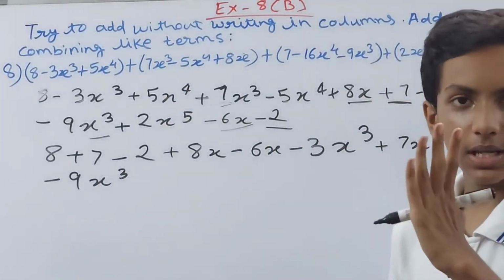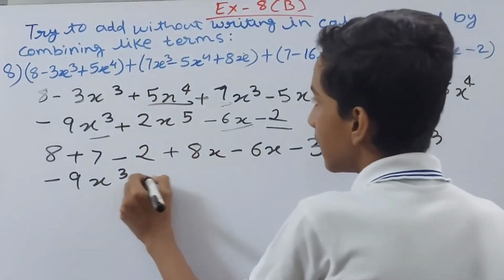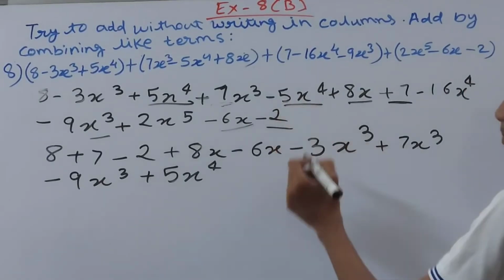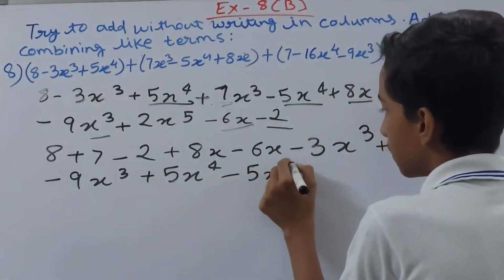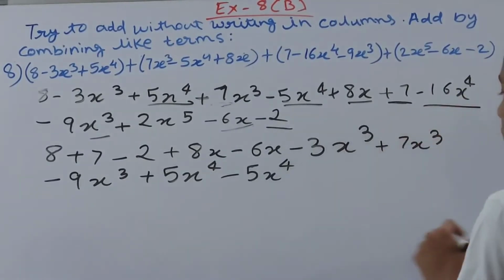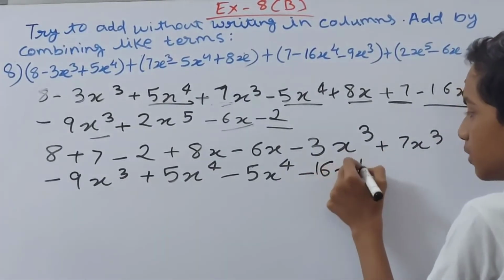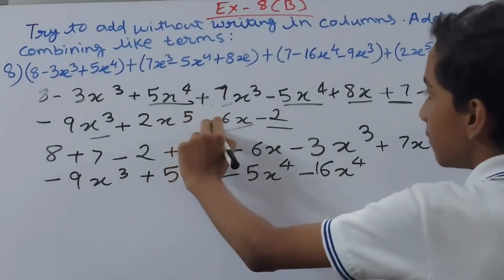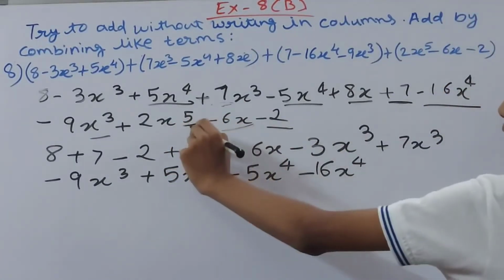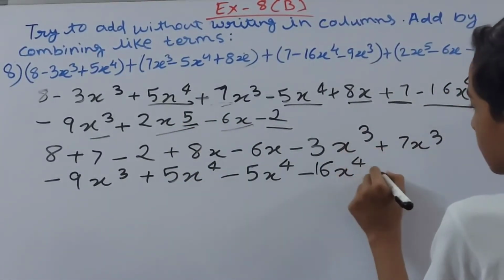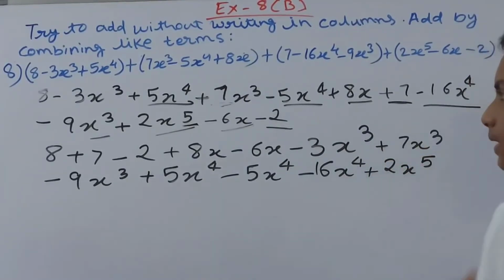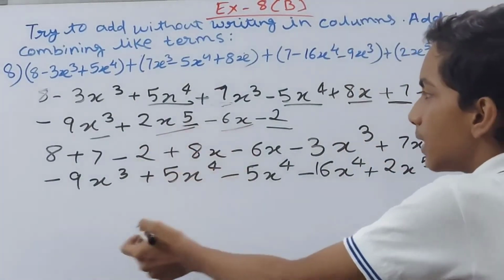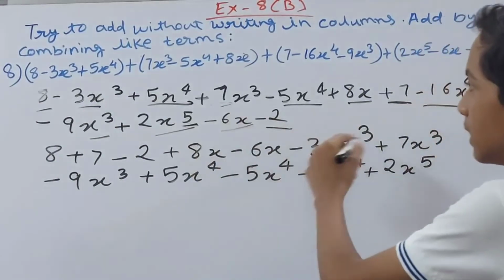Now terms with 4 as their degree. This one has 5x to the power 4, and then we have this one, minus 5x to the power 4, and then we have this one, minus 16x to the power 4, and no other terms, right? Now last we have terms with 5 as their degree. This one we have spotted here, plus 2x to the power 5. Any other term with 5 in its degree? No. All the terms are done. You can see we have kept on underlining, these are also done, and this one also, right?